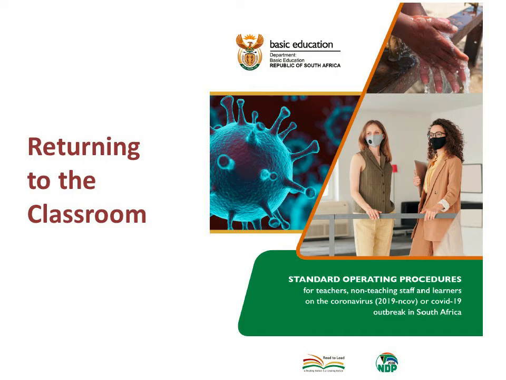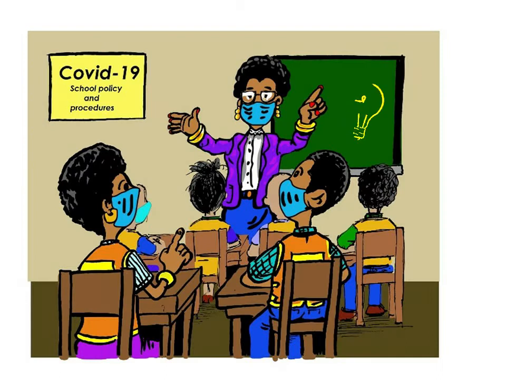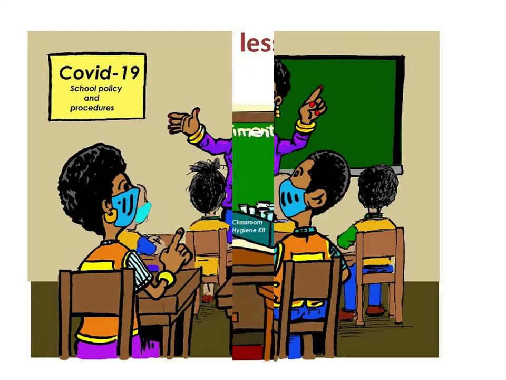When planning for your return to your classroom, you must keep in mind the standard operating procedures for schools which has been prepared by the Department of Basic Education. You must also keep in mind your school's health and safety policy, which will be shared with you by your principal and SMT. It is important that you fully understand the content of this policy so that you can make sure that you are able to follow the procedures in your classroom on a daily basis.